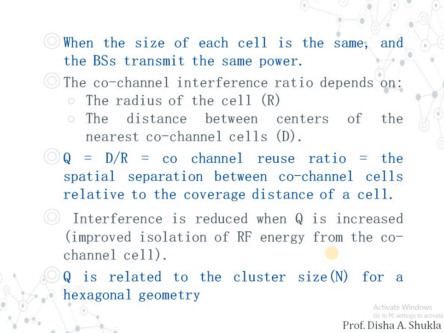So the interference is reduced when Q is increased, that is improved isolation of radio frequency energy from the co-channel cells. Q is generally related to the cluster size for a hexagonal geometry. Now again Q is a factor of the cluster size. How many cells form a cluster is again a factor that will be responsible for the calculation of Q, that is our co-channel interference reduction ratio Q.